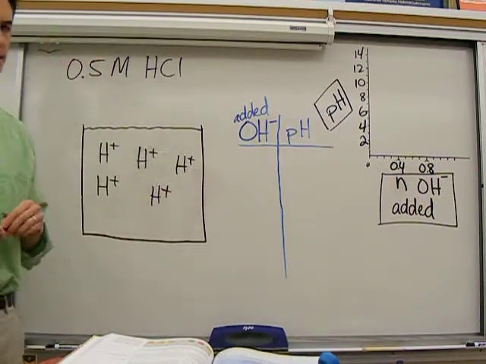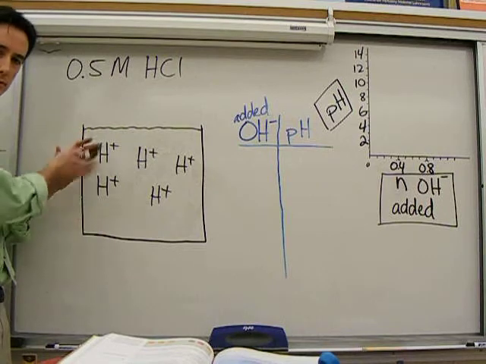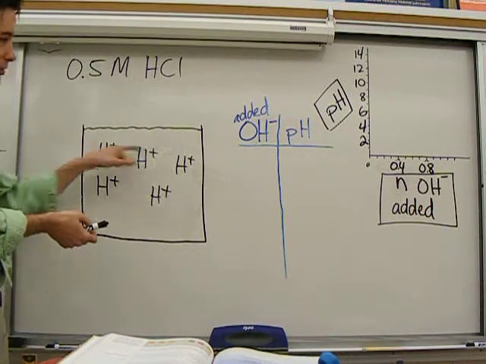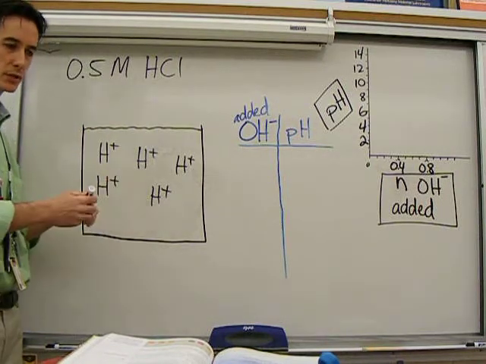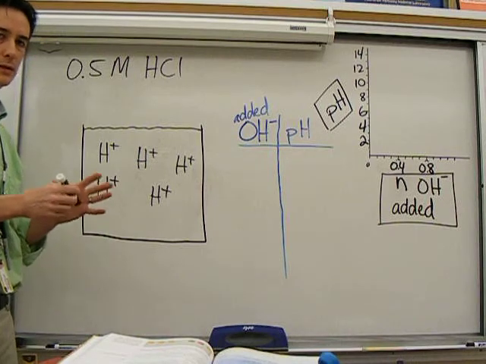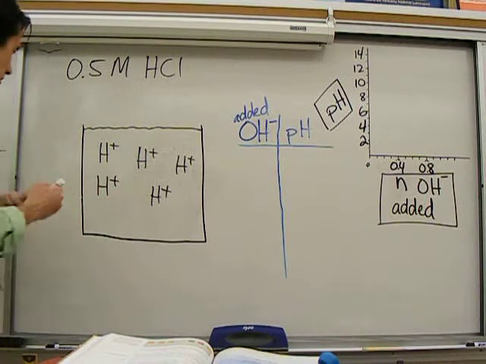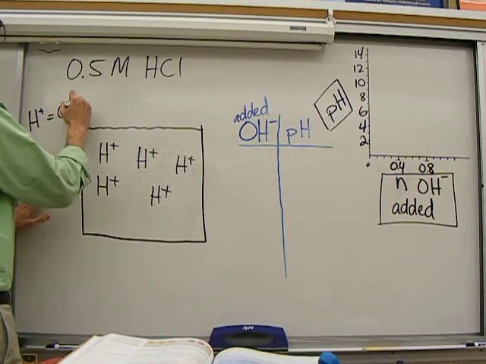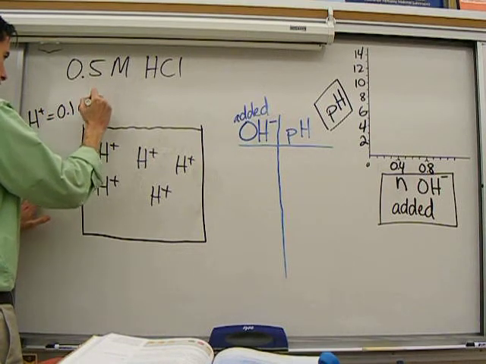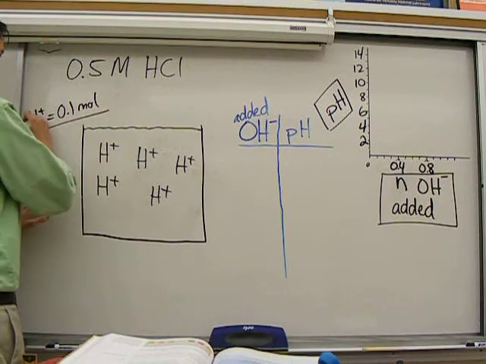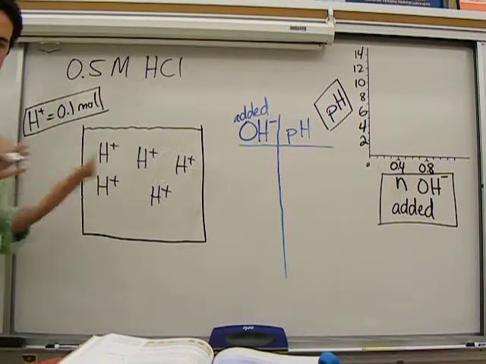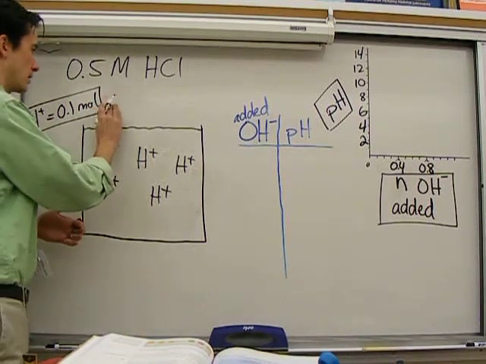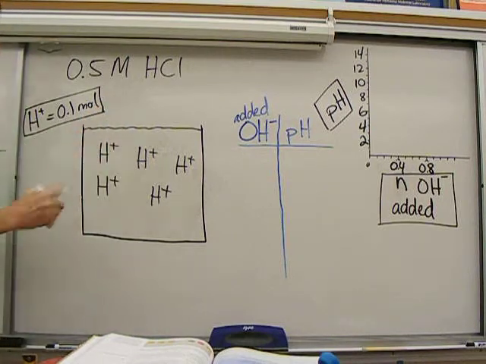All right, so we're going to pretend this is 1 liter of water. And so each of these H pluses is going to represent 0.1 moles of H plus, just so we define this. All right. So we have that. So this is 1 liter.